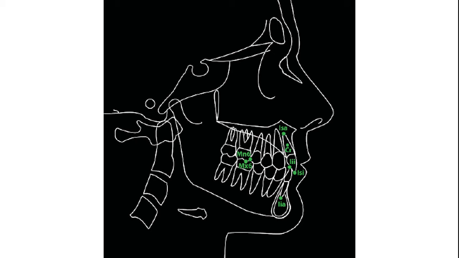The first one is centroid. It denotes the center of resistance and can be abbreviated as CR. The definition is the midpoint of the root axis of the most prominent maxillary incisor.